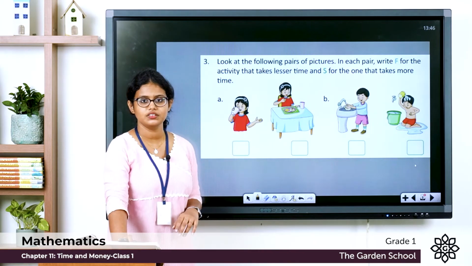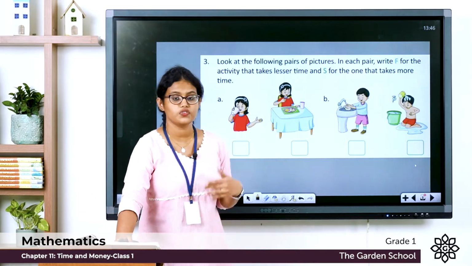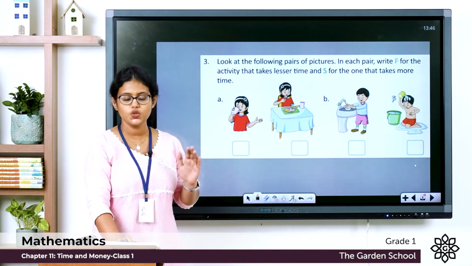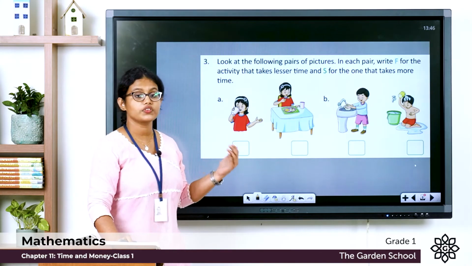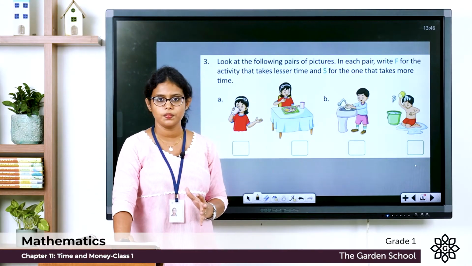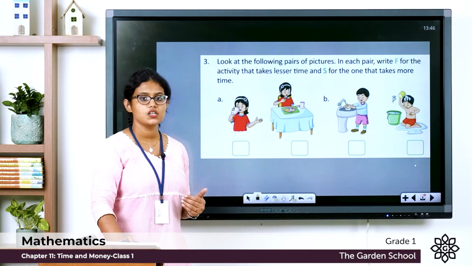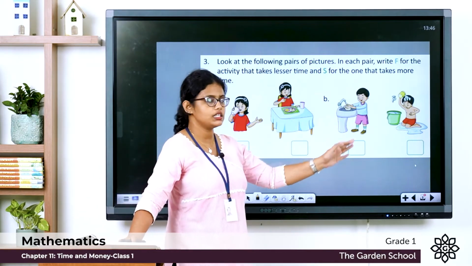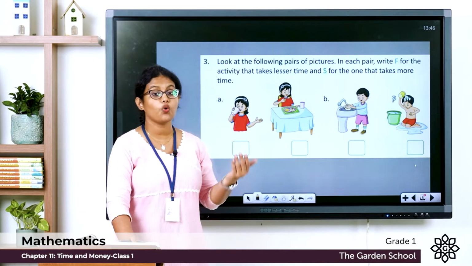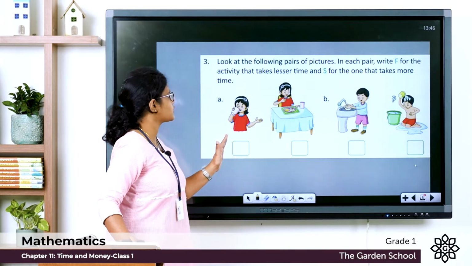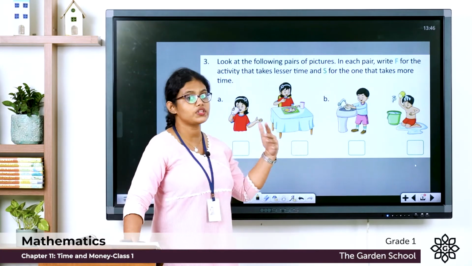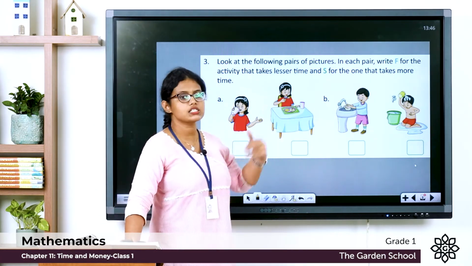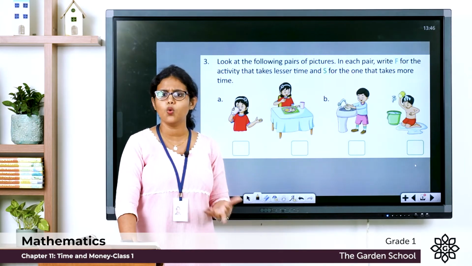See the third one. Here you can see the following pictures. What you need to do here is write F for the activity that takes less time, and write S for the activity that takes more time. Did you understand? Here you can see different pictures. You have to mention F if any of these activities take less time, and write S for the activities that take more time.